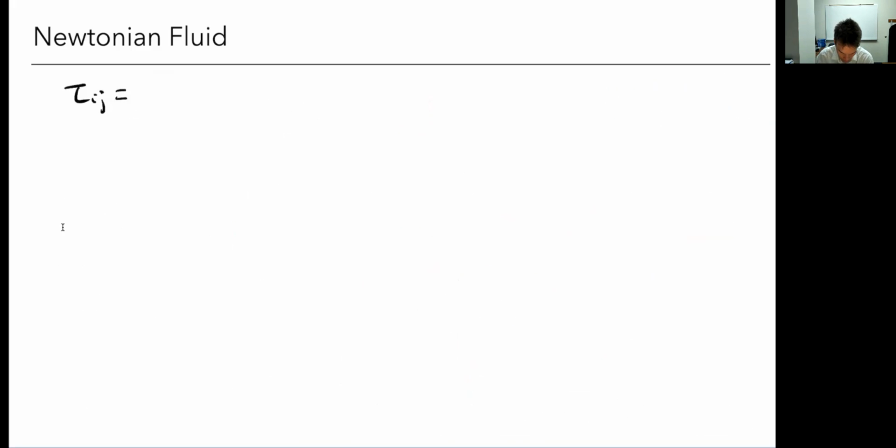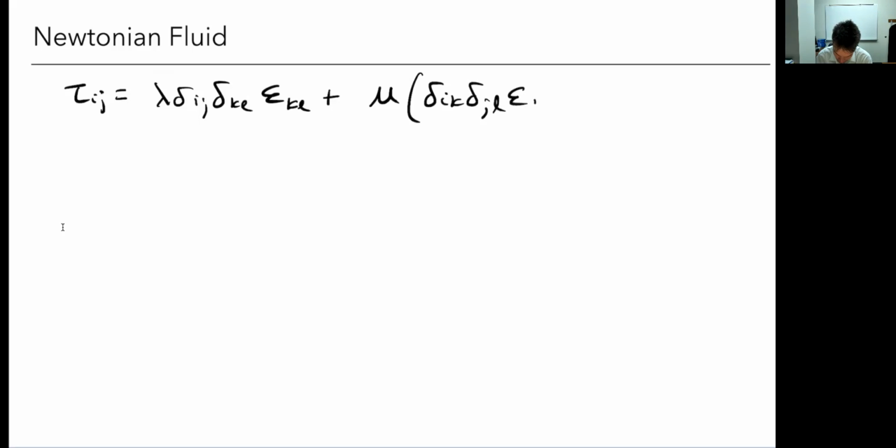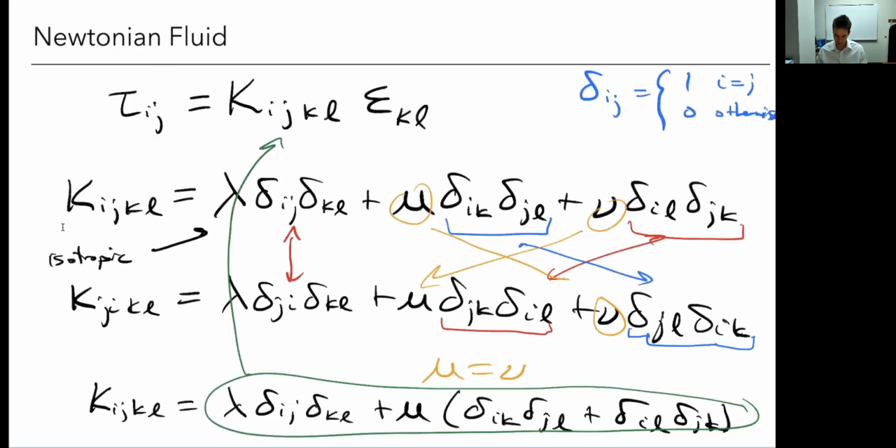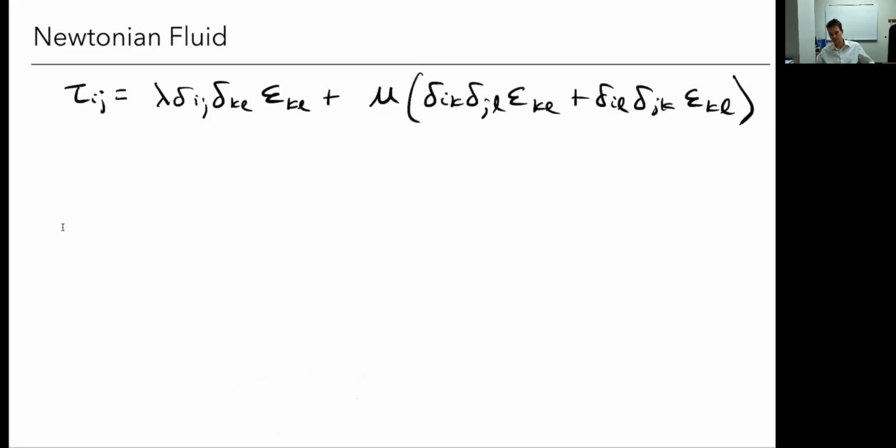So let's see, it's going to be lambda delta ij delta kl times epsilon kl plus mu times delta ik delta jl epsilon kl plus delta il delta jk epsilon kl. Okay, so again, all I did is I took this expression here, plugged it in, and I just multiplied the epsilon through. So I put it on each of these three terms here.